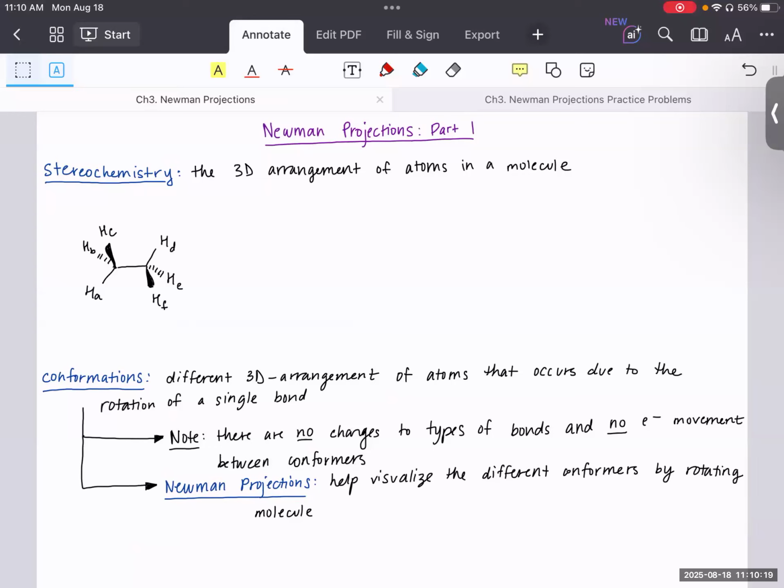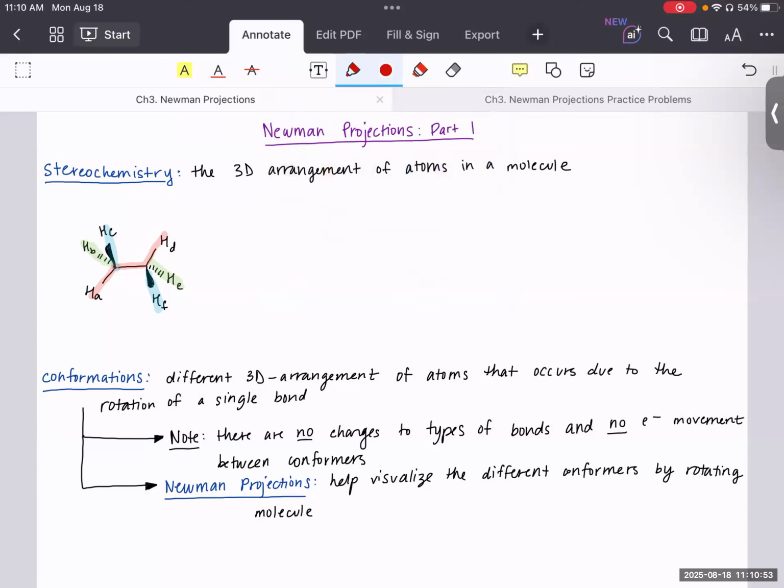All right, so before we begin with Newman projections itself, let's review stereochemistry. So for this, I have a drawn structure right here. And we can see that we're using wedges and dashes to represent the different arrangement of the hydrogens in this molecule. And so HC and HF project towards us. HB and HE project away from us because they're dashed. And then these ones highlighted in red are in plane because they're neither wedged nor dashed.